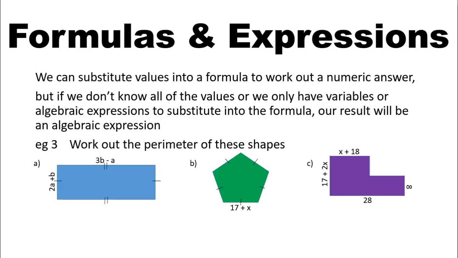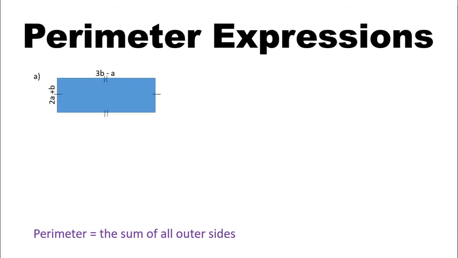Work out the perimeters of these shapes based on the basic principle that a perimeter is the sum of all the outer sides. Having a close look at these shapes, I haven't told you what the lengths of the sides are, so we're going to have to leave our answers as simplified expressions. Let's start with example A.